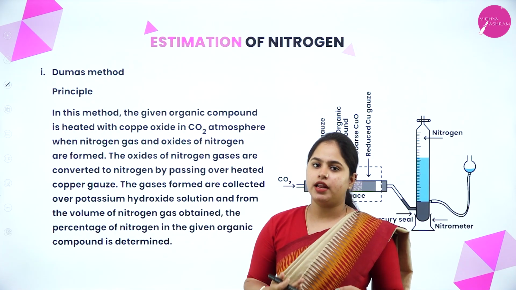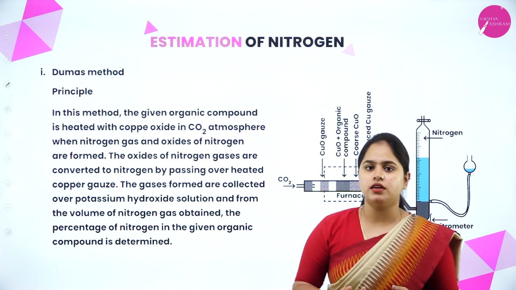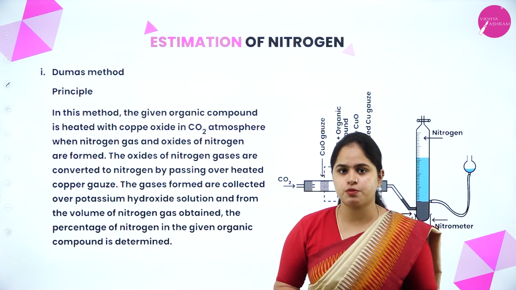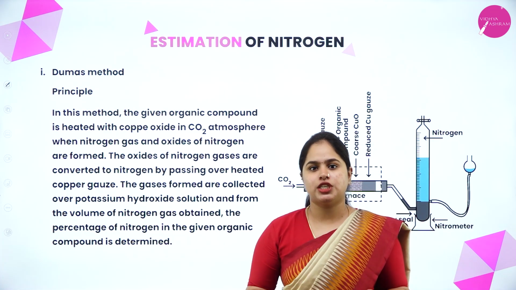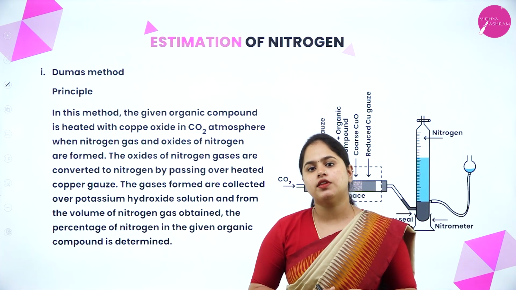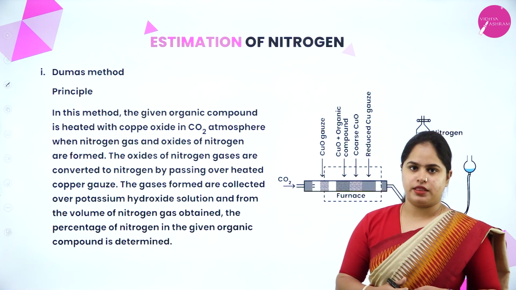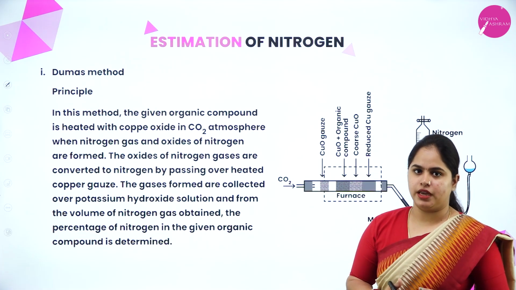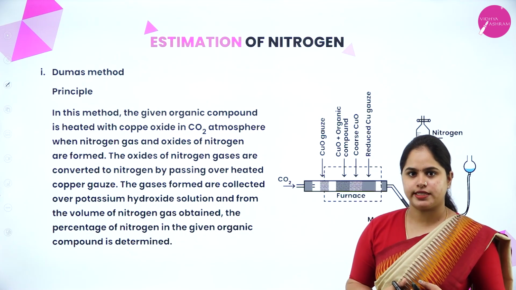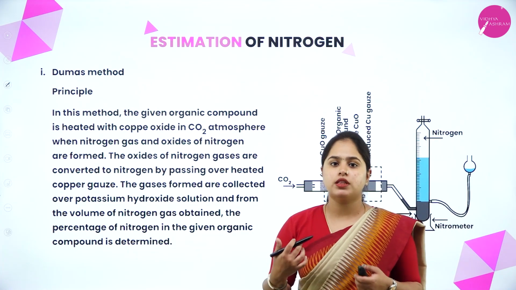So the quantitative analysis of nitrogen can be done with two methods. One is Dumas method and the next one is Kjeldahl's method. So first we'll begin with the first one, that is Dumas method. So what is the principle behind this and how is the procedure, we'll see. Okay. So first let's begin with the principle.